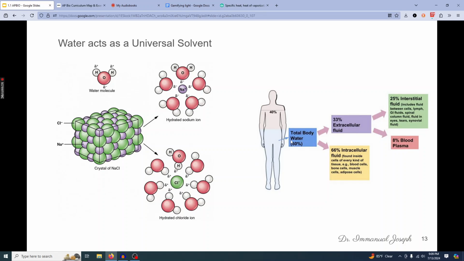Just a quick note: there is no life without water, at least as we see it on Earth. 60% of our body is made of water, and of that, most is found inside the cell, in the cytoplasm. Your cytoplasm is mostly water. And 33% of that is made of extracellular fluid, which is the liquid found outside the cells. Some of that is present as blood plasma, and some as interstitial fluid, which includes lymph fluid, cerebrospinal fluid, the fluid that makes up your tears, your synovial fluids and all of that stuff.